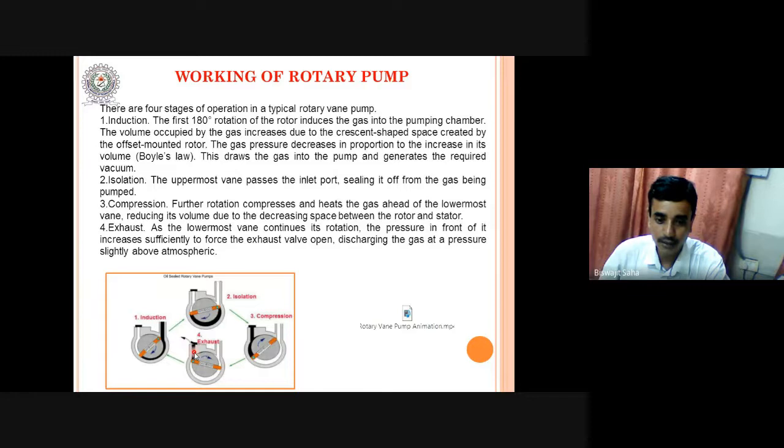As the volume decreases, the pressure is higher inside, according to Boyle's law. And due to high pressure, this exhaust valve opens and the gas is discharged outside. So that is how the positive displacement pump can easily discharge the gas molecules into the environment. So this is how a rotary pump basically works.